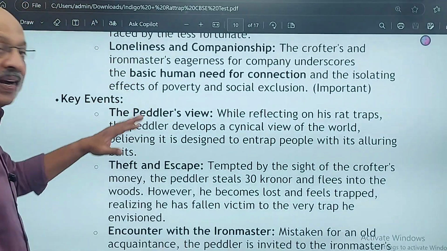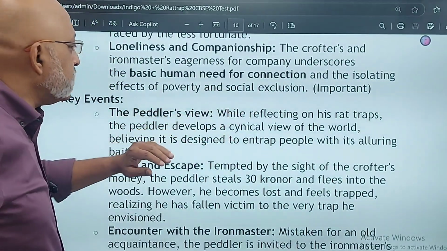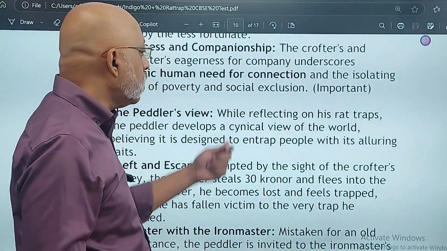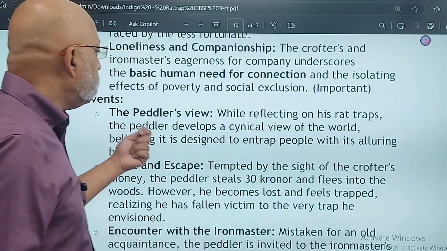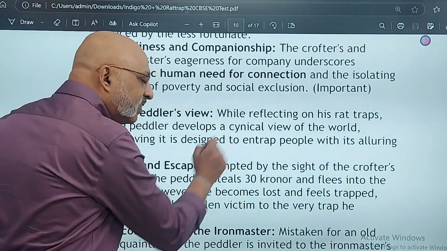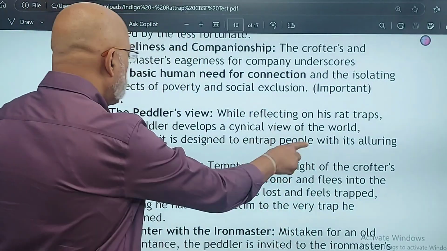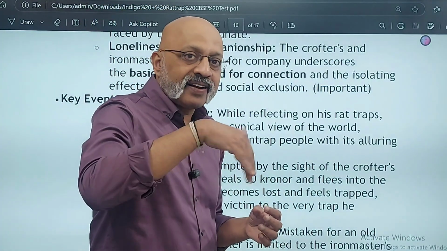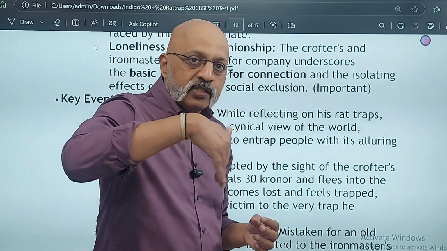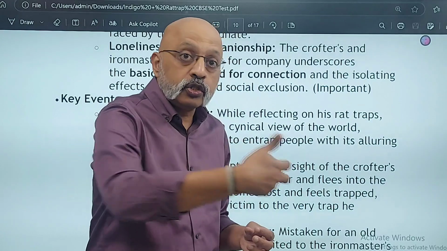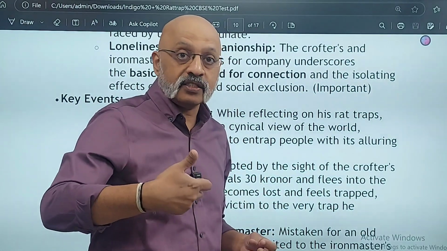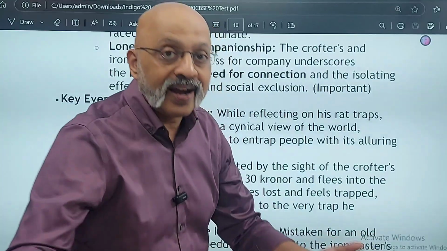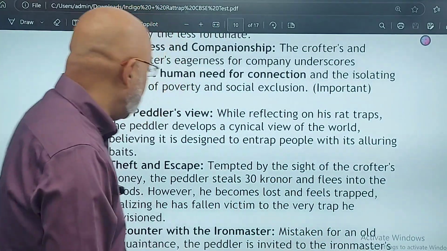Key events. The peddler's view. He reflects on his rat traps and he develops a very cynical, as I said, a very negative, pessimistic view of the world, believing that it is designed to entrap people, to trap people with its alluring baits. Just like in a rat trap, you put a piece of bread or a piece of cheese in order to lure the rat inside the trap. Similarly, he believes that people like him are lured with the help of baits.